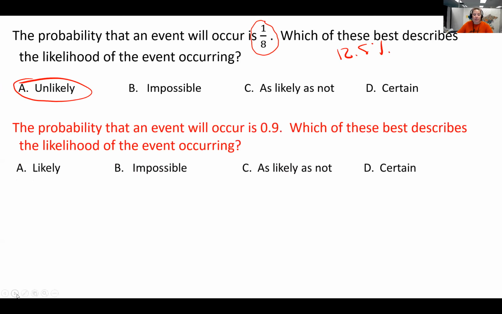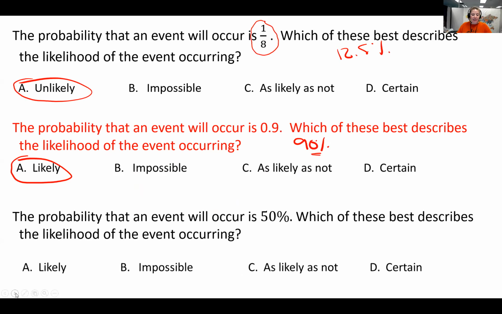What about the next one? The probability that an event will occur is 0.9. Well, 0.9 as a percent is 90%. 90% is very close to 100%, which is certain. So I would say it's very likely. I wouldn't say it's certain because certain is 100%, right? But I would say it's likely.